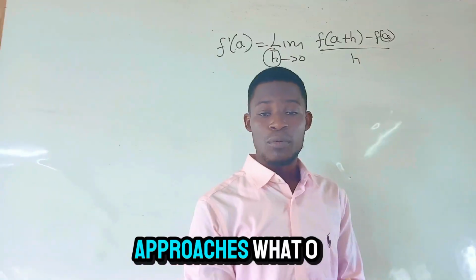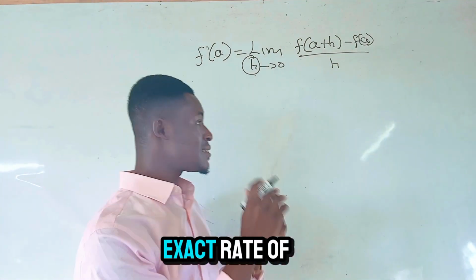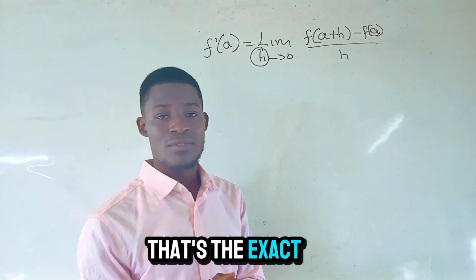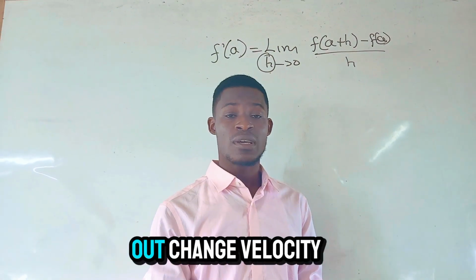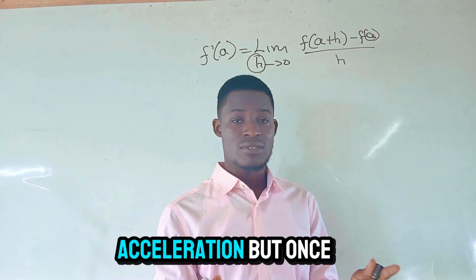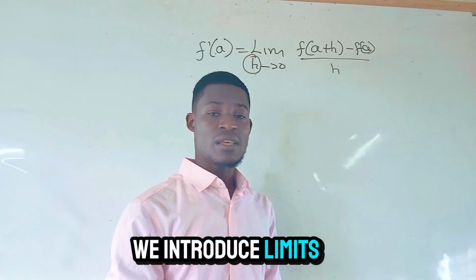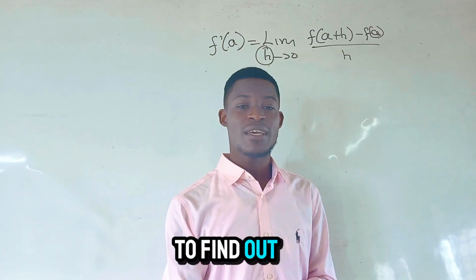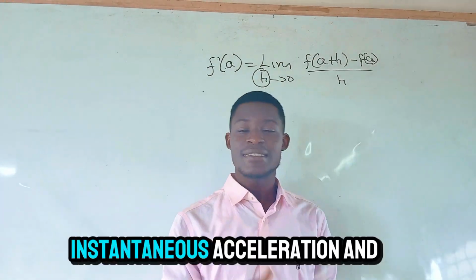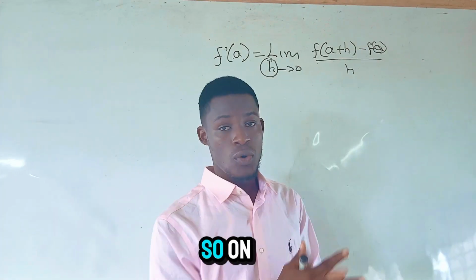As the interval approaches 0, we get the exact rate of change. That's the exact derivative. So derivative can be used to find change, velocity, acceleration. But once we introduce limits, we are going to find the instantaneous measurement. We are going to find instantaneous velocity, instantaneous acceleration, and so on.